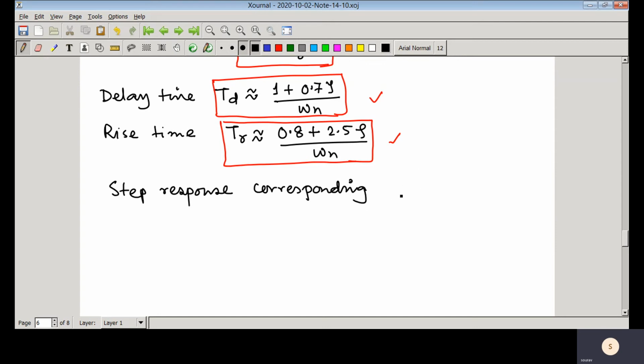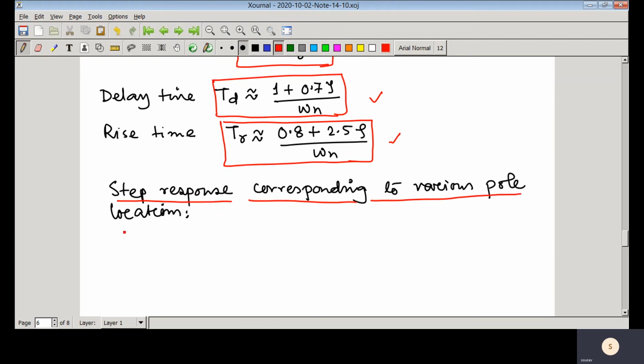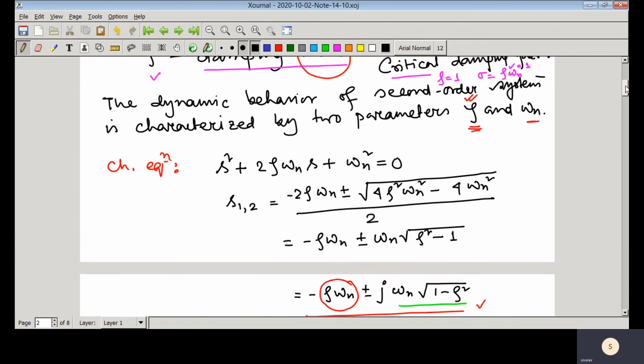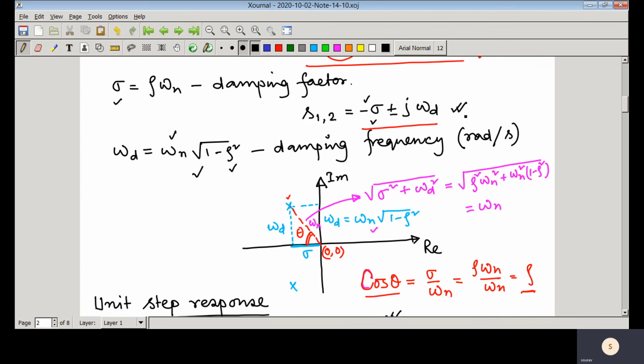Corresponding to various pole locations. So here we are analyzing the same thing in terms of the pole locations. As we have seen, the location of the poles of a second order system, that is s1 and s2, we can see here. The location of the poles here you can see, that is minus sigma plus minus j omega d.